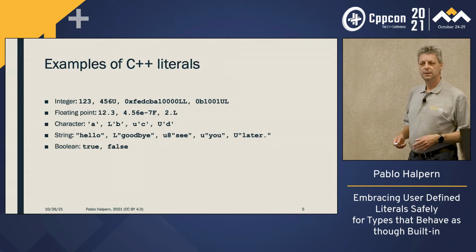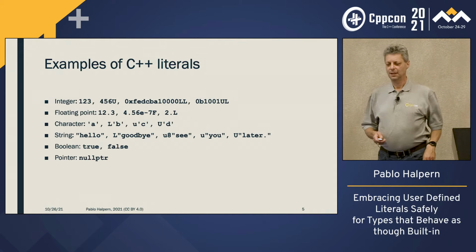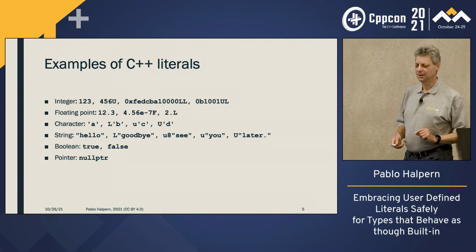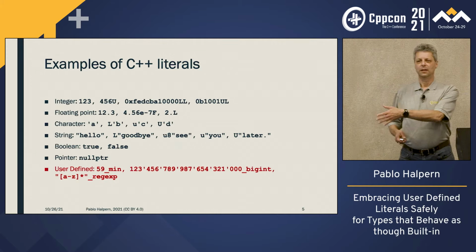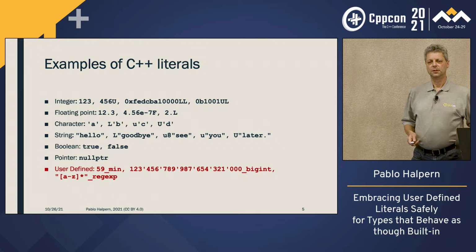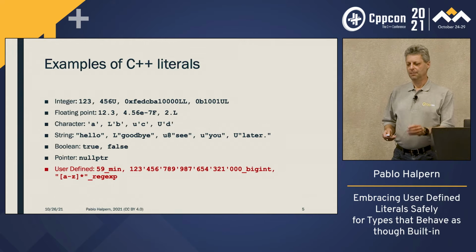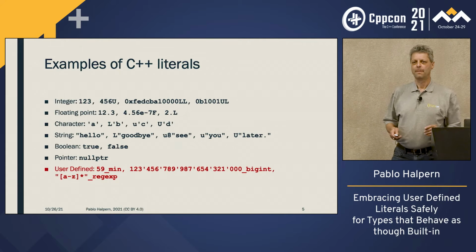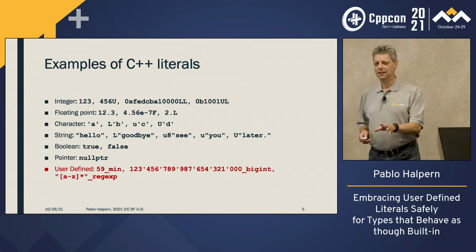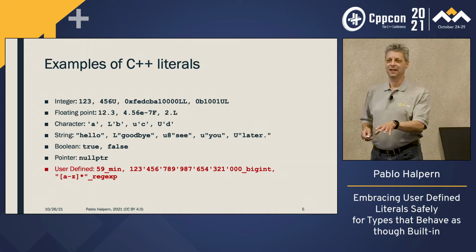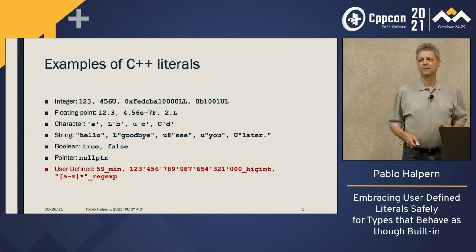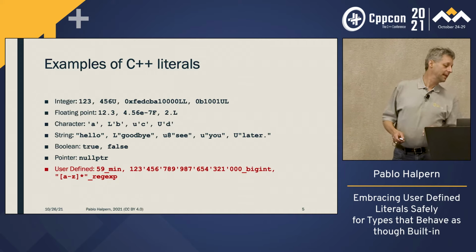And we have Boolean literals, true and false. Those are the only ones. And we have exactly one pointer literal, nullptr. And what we're going to be talking about today are these user-defined literals, things like minute, big int, regexp. I'm not going to talk about how to write these things exactly. I'm not going to tell you how to implement a big int. But people have been implementing big ints for a long time.